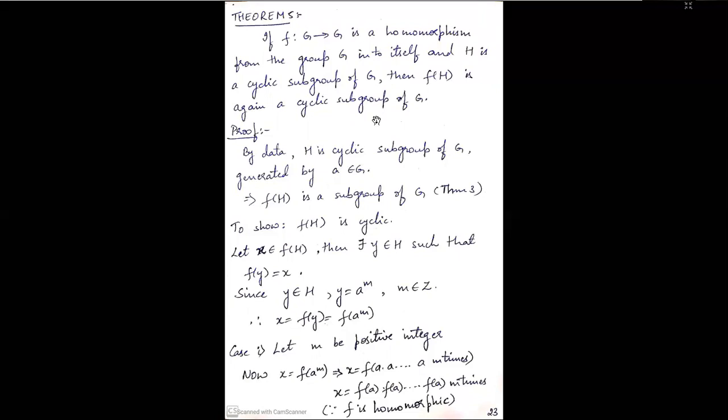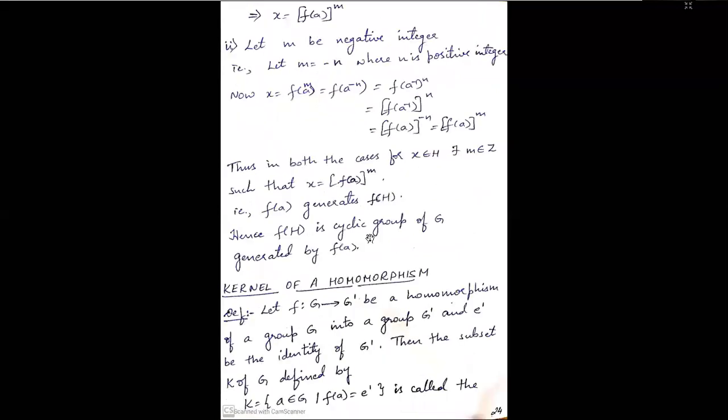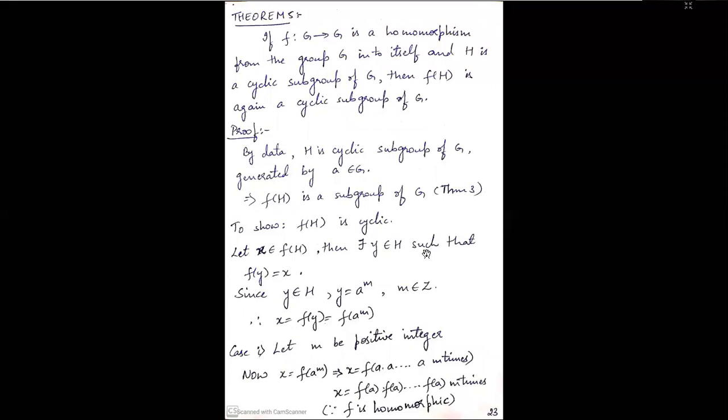To show that, I consider an element x belonging to f of H. Then there exists y belonging to H such that f of y is equal to x. Since y belongs to H, and H is cyclic, we know that it is generated by a. So y can be written as a to the power m, where m belongs to Z.